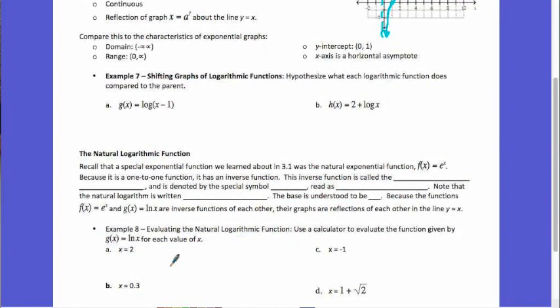So down here, shifting the graph of a logarithmic function. Hypothesize what each logarithmic function does compared to the parent. Going back to transformations, we have a -1 grouped in there with the x. Is that an a, a b, an h, or a k? That should be an h value. So this graph is going to be shifted to the right by 1, which means I'm going to take that vertical asymptote that was on the y-axis and move it to the right 1, and then the graph will follow.